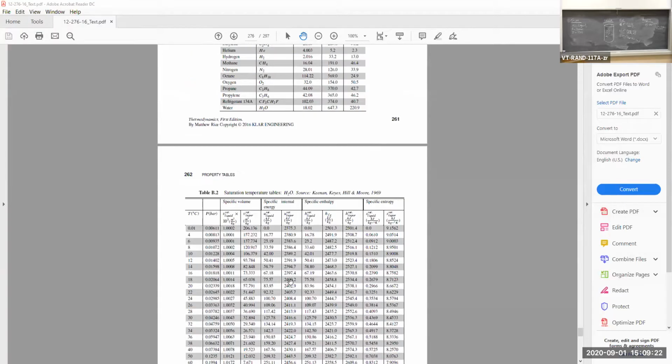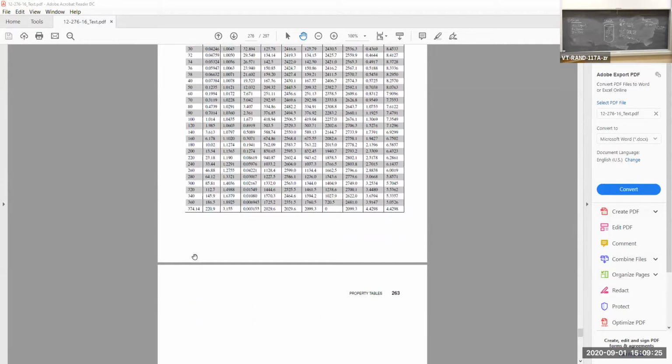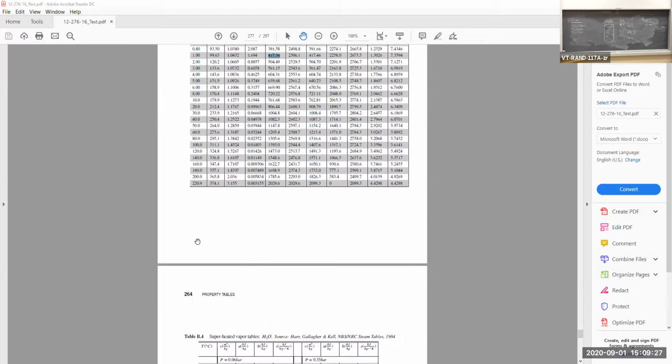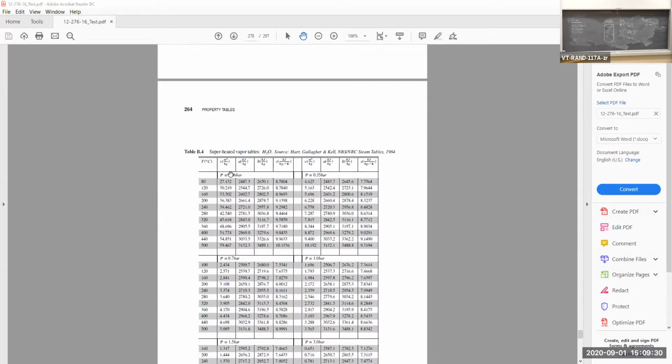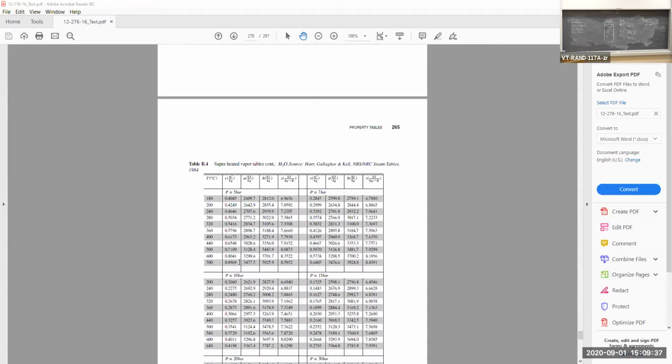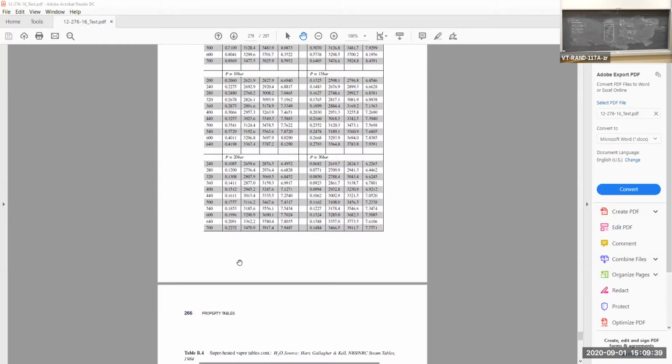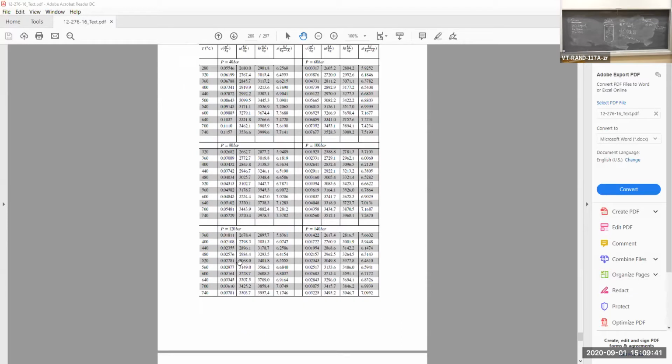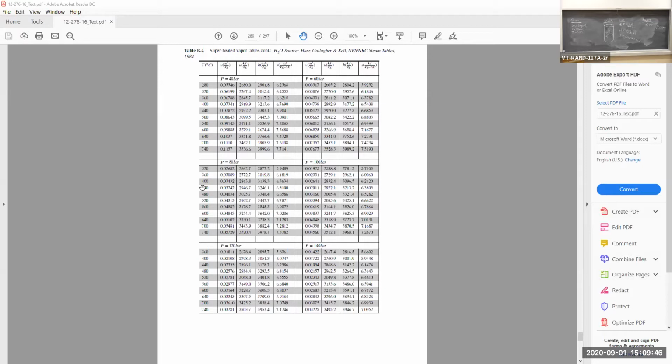So B1, saturation temperature table, saturation pressure table, superheated vapor table. Pressures are located in the header. Let's see if we can find a 120 bar here. This is all table B4. They're just a bunch of tables being continued. 120 bar. Here's 120 bar. Temperature is given here, pressure is here. Let's see, 520 degrees C, 120 bar.